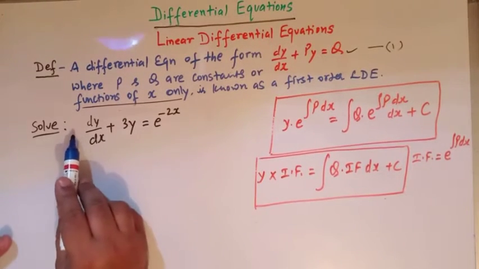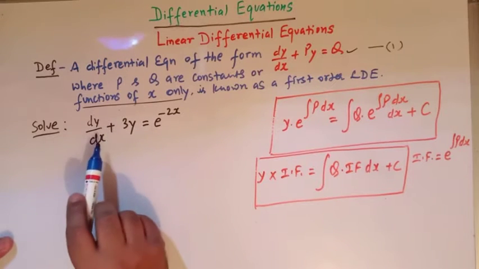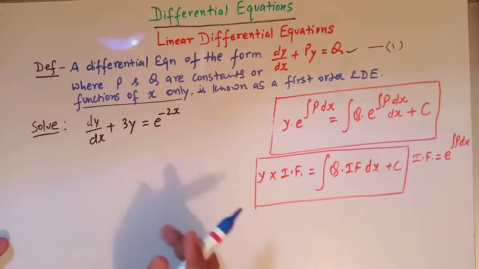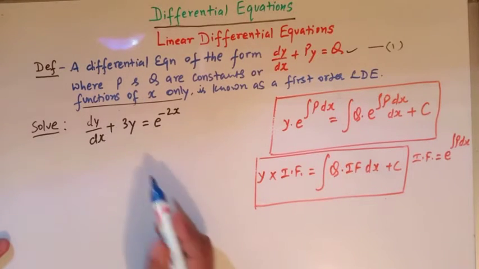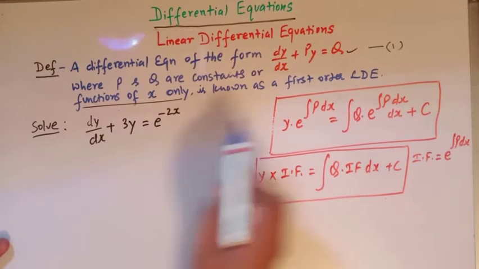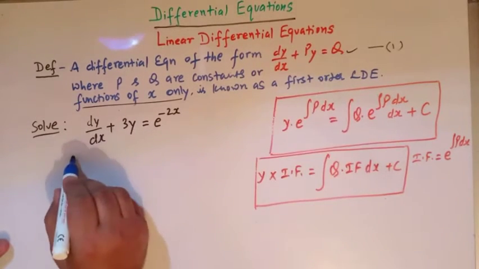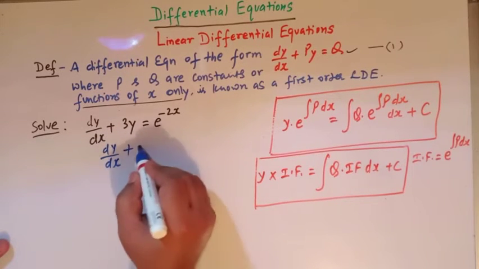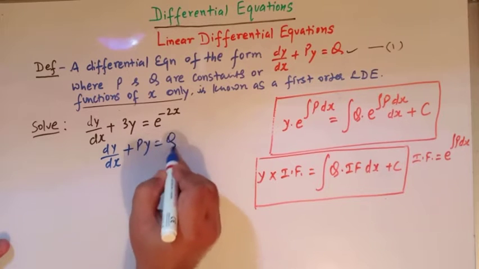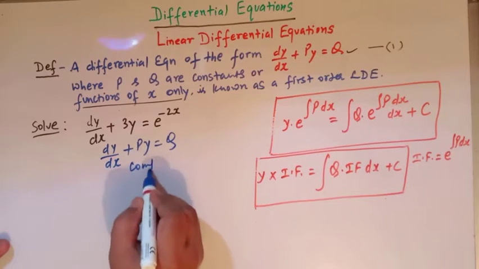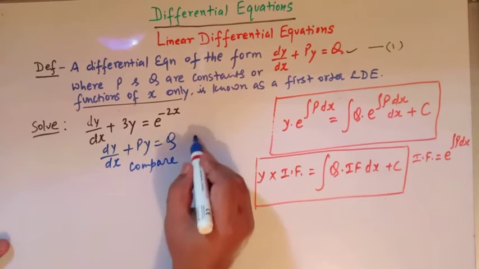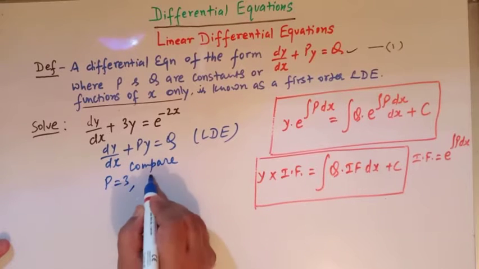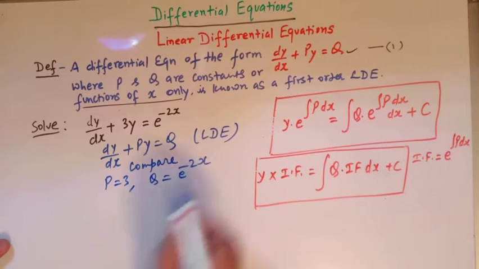Now viewers, suppose we have to solve this differential equation. When we take a close look at this equation, we find that this equation is similar to this equation. So we declare that this equation is of the form dy over dx plus py is equal to q. If we compare both these equations, we see that p is 3 and q is e raised to minus 2x.